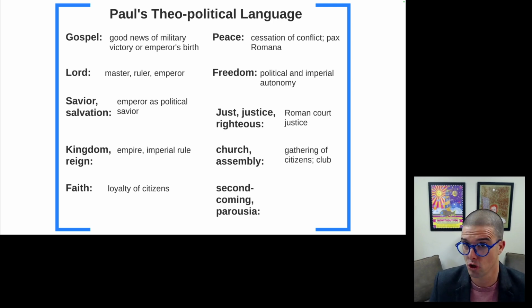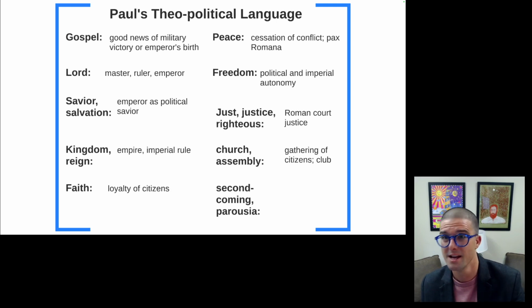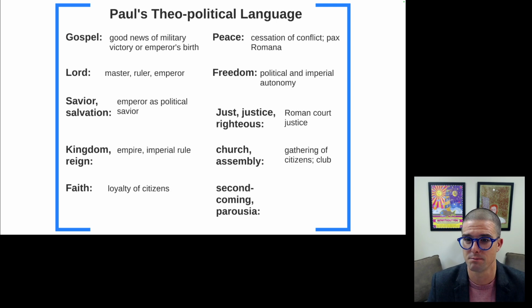When Paul talks about churches or assemblies, these are the same words that are used for self-interest groups or different gatherings of citizens around a particular interest or an occupation. We might think of these as clubs, and these clubs have political resonances. The different clubs are going to support different political figures.